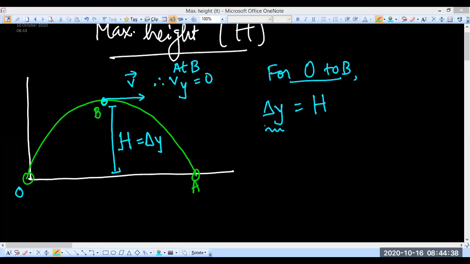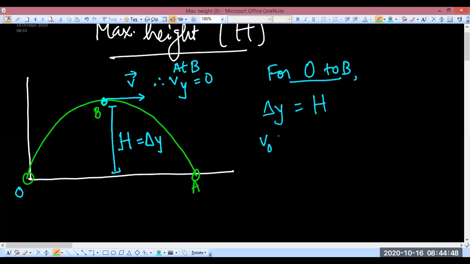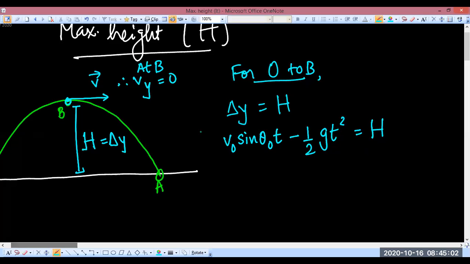So suppose we do it by the formula that we have already written earlier, that delta y is v0 sine theta 0 t minus 1 by 2 gt square, right? This is actually a longer method, but let's do it. Now what is t for O to B? How much is the time? That is nothing but tm. We just derived it. I hope that makes sense to all of you.